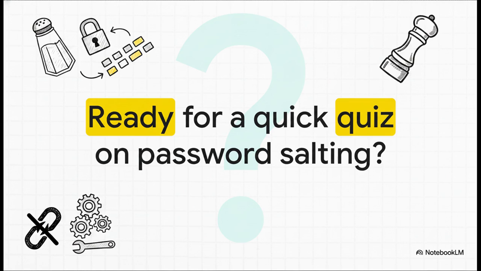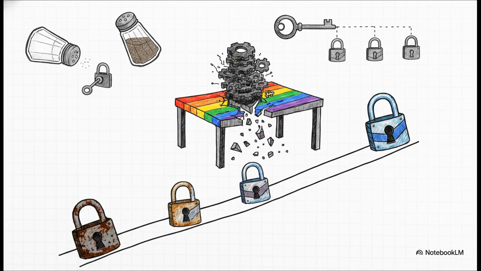Okay, time for a quick knowledge check to make sure this all stuck. Question 1. What is the core difference between a salt and a pepper? Question 2. Why exactly is a 16-byte salt the recommended standard? And question 3. If you find manual SHA-256 salting in your codebase, how do you actually fix it without breaking existing user logins? I'll give you a second to think about it. All right, let's see how you did.